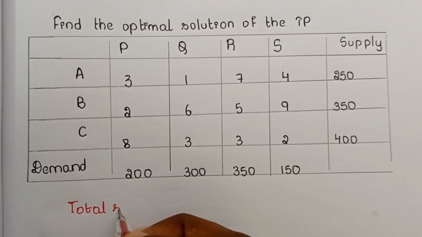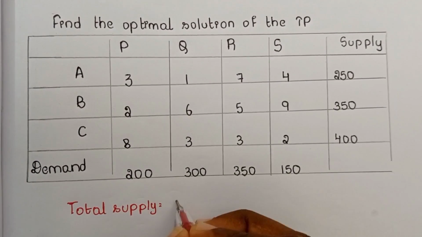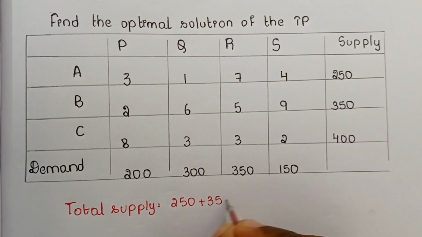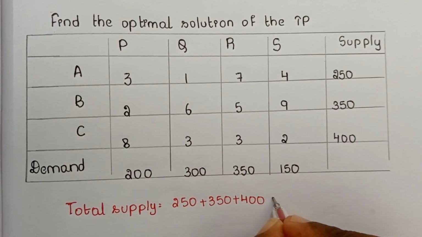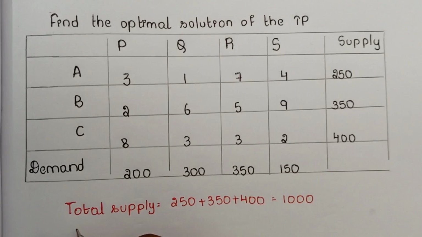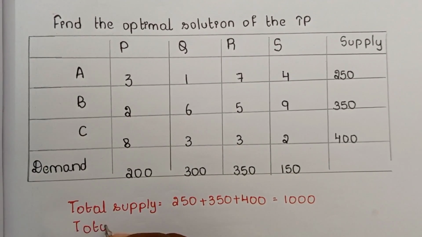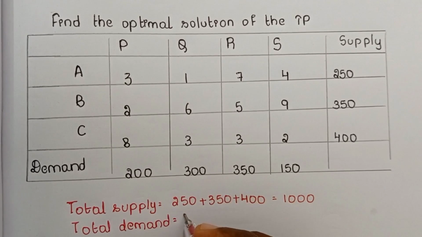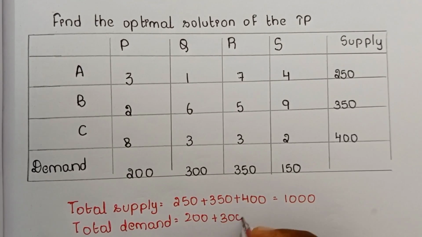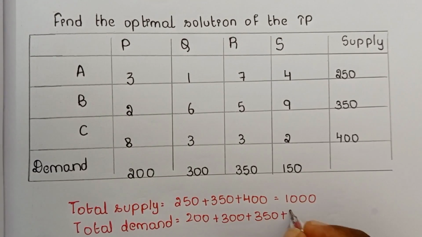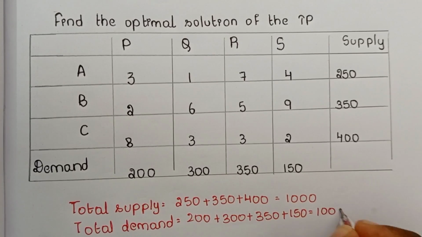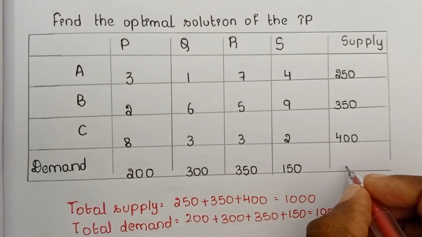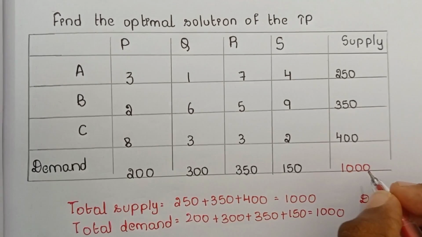So total supply is equal to 250 plus 350 plus 400, which is equal to 1000. And let me sum up the total demand. Total demand is equal to 200 plus 300 plus 350 plus 150, which is also equal to 1000. Here the demand and supply are equal, which means it is a balanced problem. So let me write the total here, that is 1000.